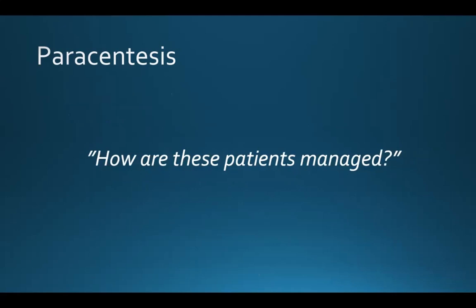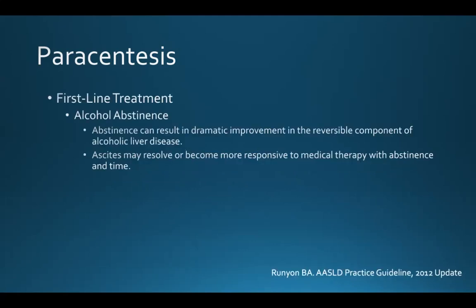So how are these patients managed? Well, this tends to pass through first-line, second-line, and third-line management. The cornerstone of first-line treatment is alcohol abstinence. Abstinence can result in dramatic improvement in the reversible component of alcoholic liver disease.